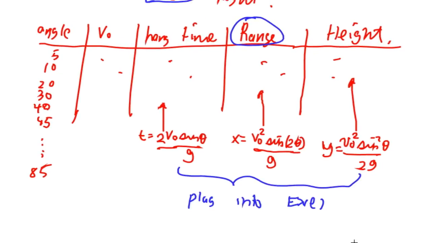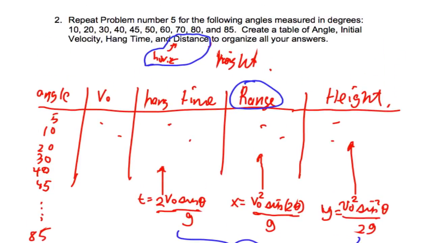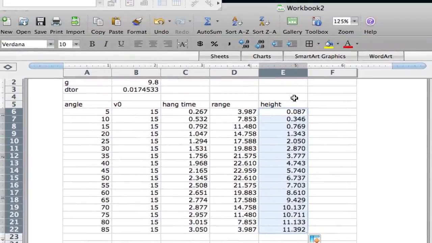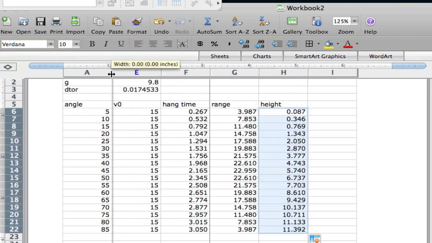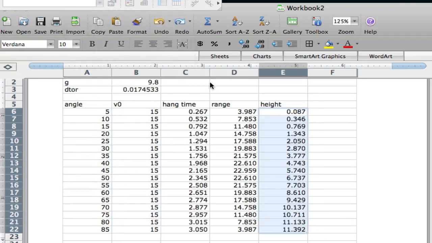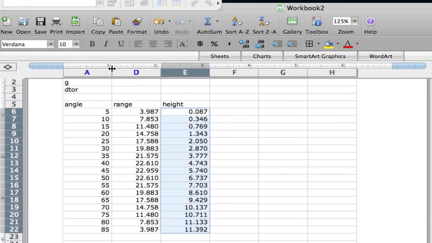Now, let's take a look at what the next problem says. The next problem says we want to graph the horizontal distance versus time, or sorry, versus angle. So let's go ahead and do that. The way I'm going to do that is I'm going to take this, click and drag it over here. Whoops, didn't mean to do that. Because I want to actually plot the range, not the height. So I'm going to plot this range versus the angle.